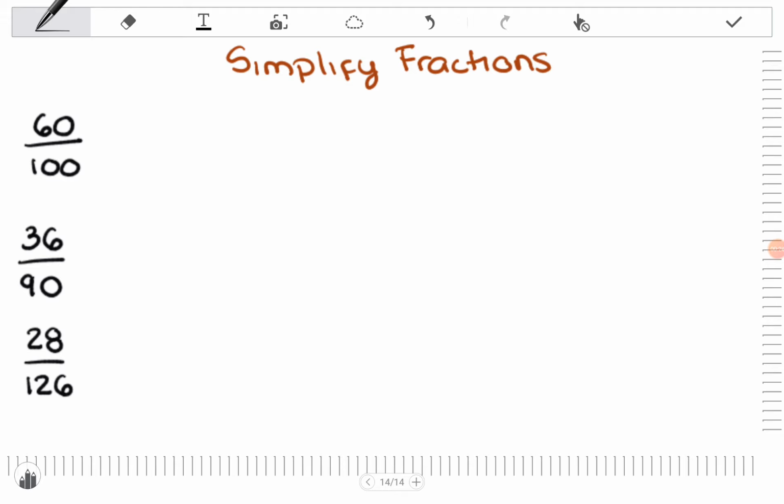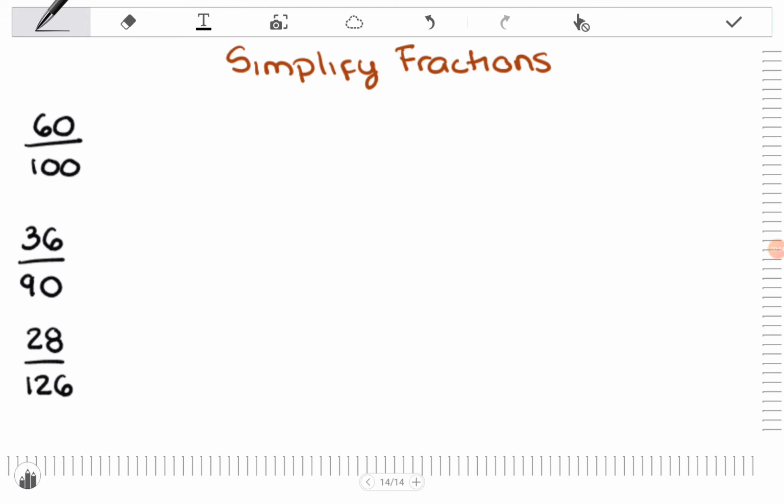Remember that the most important thing about simplification is that we're going to divide both numbers, the numerator and the denominator, by equal numbers. We cannot use a different number at the numerator and a different number at the denominator, okay? So let's see. For this, remember that you have to have the divisibility rules super clear, for which I'm going to leave the video in the description, okay?